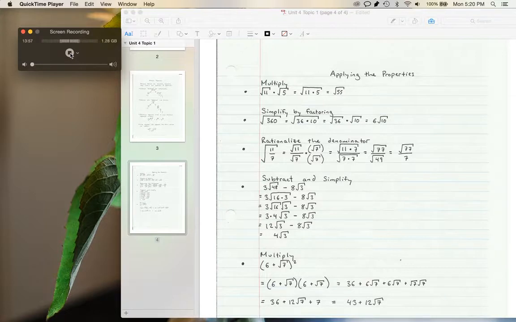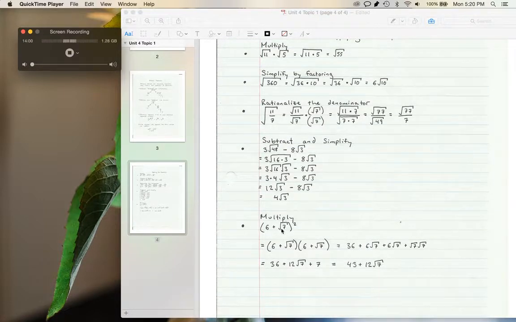I have one more type of example for you. In this one, the instructions just say, once again, to multiply. And we have this fancy looking expression here, 6 plus the square root of 7, this whole thing squared. So when I'm squaring anything, I'm multiplying it by itself, and this square is applying to everything in parentheses. So I'm going to take 6 plus square root of 7 and multiply it by itself. Here in this next line, you can see that I've written it out twice. 6 plus square root of 7 times 6 plus the square root of 7.